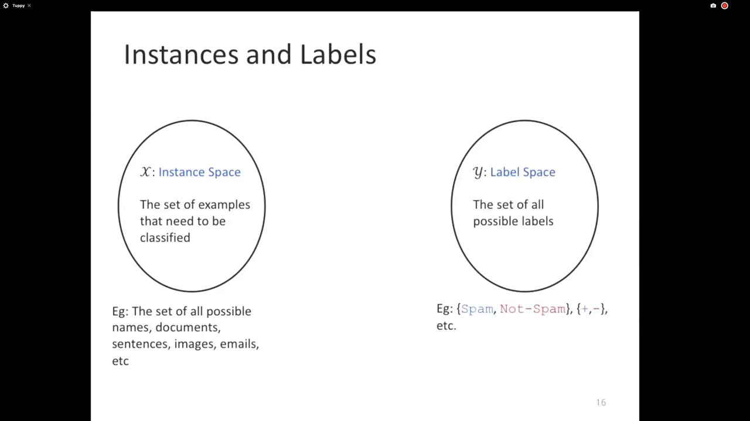And then there's a label space. The label space consists of all possible labels. If you have a spam detector, the label space consists of just two things: this email is spam, or this email is not spam. Or it could just be plus or minus. We'll be working primarily with plus or minus, or zero or one, or true or false, or something like that. The label space could also be real numbers. If I'm predicting a real valued output, the label space consists of all possible real numbers. So you're mapping, for instance, an image into a point on the number line.